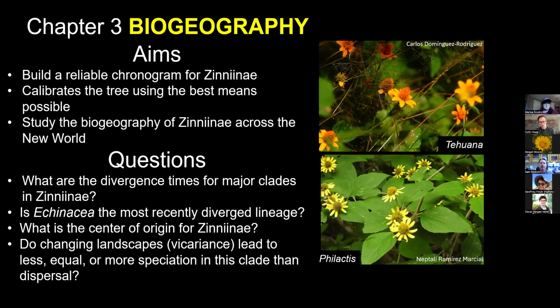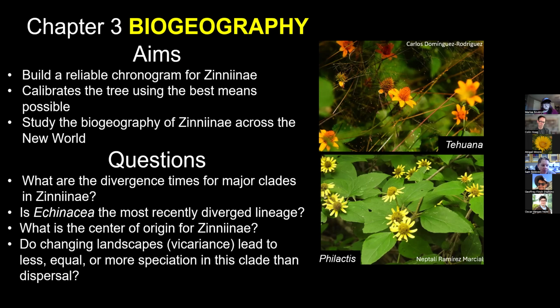For chapter 3, biogeography, questions that I was really interested in after we calibrate our time tree: what are the divergence times for the major clades inside Zinniinae? Is Echinacea the most recently diverged? So if anyone has keyed anything in Zinniinae before, I really enjoy the Sanvitalia and the Heliopsis and the Zinnia keys. There's a lot that are different, and you can really tell what was going on with the person who wrote the key about how they split these things apart.